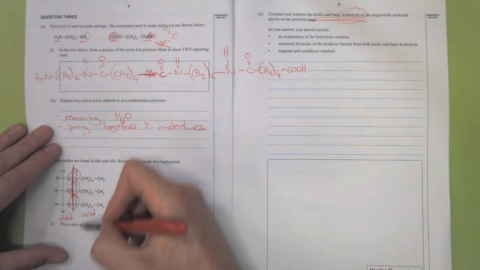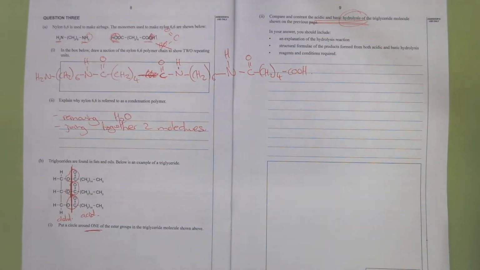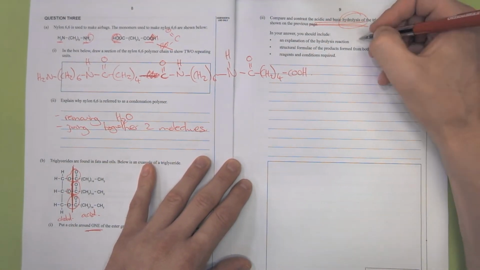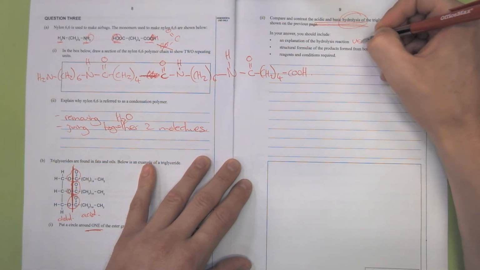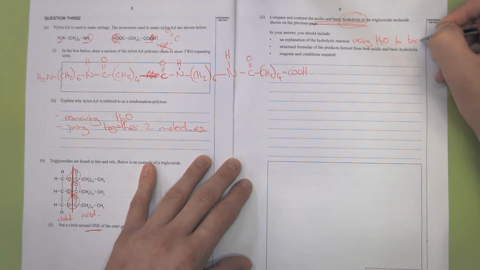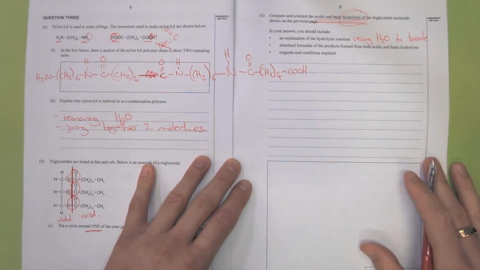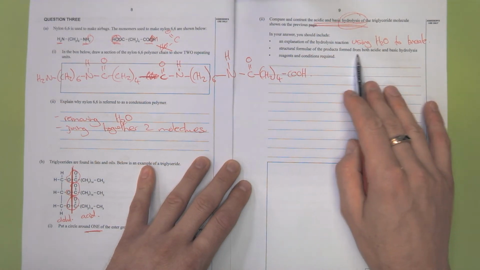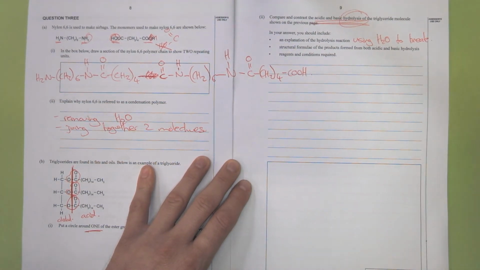In acidic hydrolysis, but then we'll look at the basic one in a second. So the explanation of the hydrolysis reaction is using H2O to break a molecule. That's the basics of hydrolysis. Okay, structural formula of the products, the reagents and conditions required.